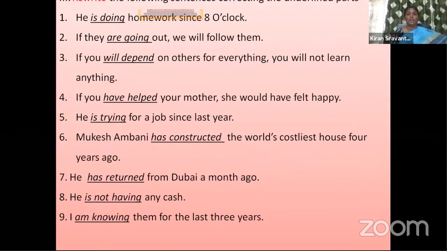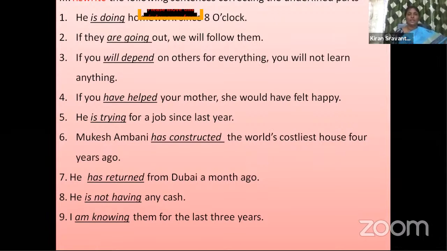Then, Mukesh Ambani has constructed the world's costliest house 4 years ago. Once upon a time ago, a minute ago, that refers to past simple. Mukesh Ambani constructed the world's costliest house 4 years ago. Then, he has returned from Dubai a month ago. Ago refers to past simple. So, he returned from Dubai.